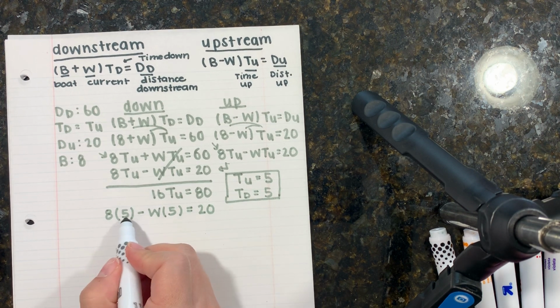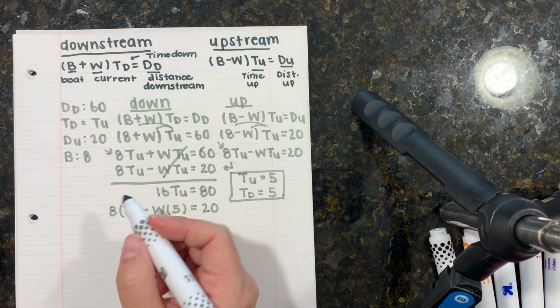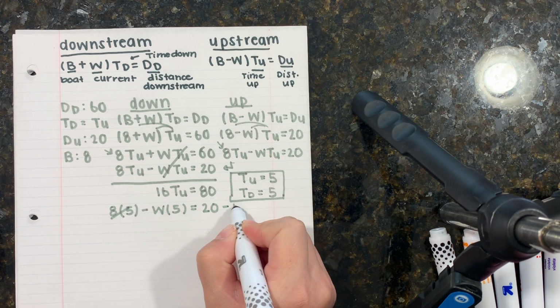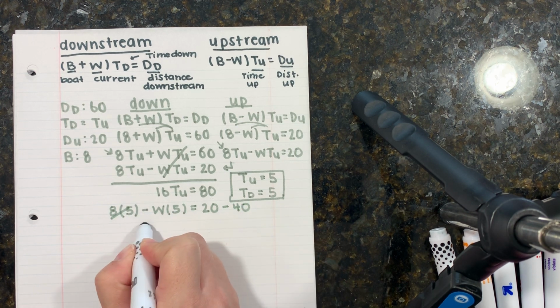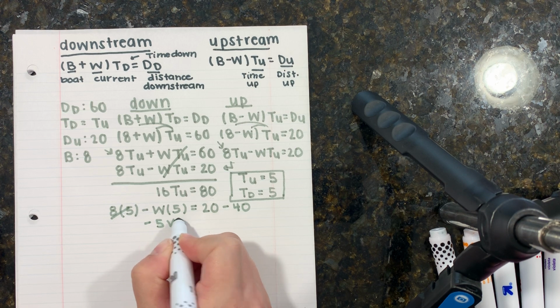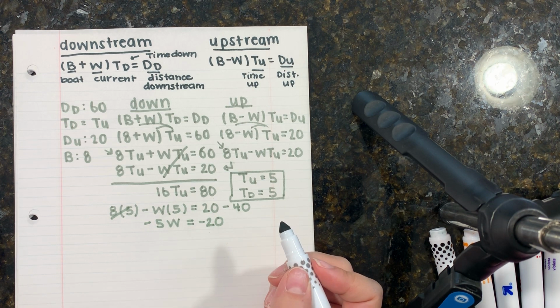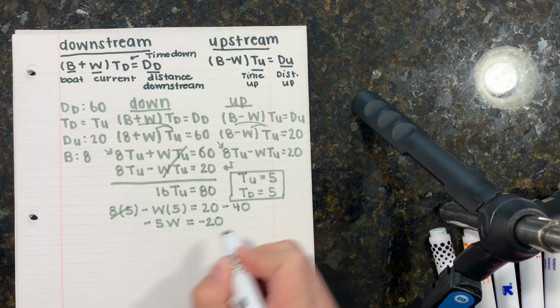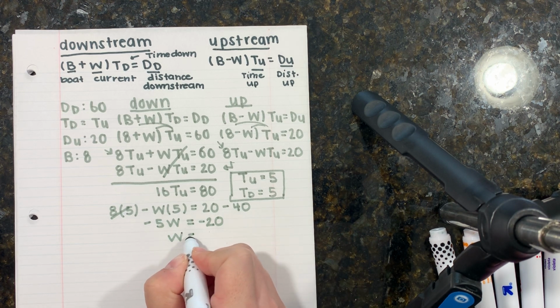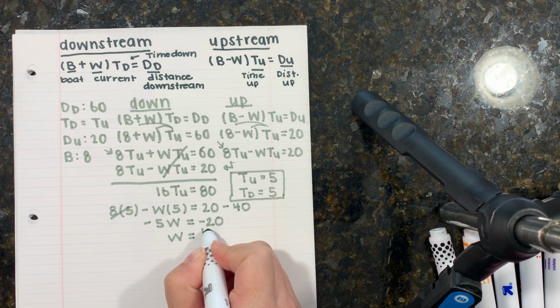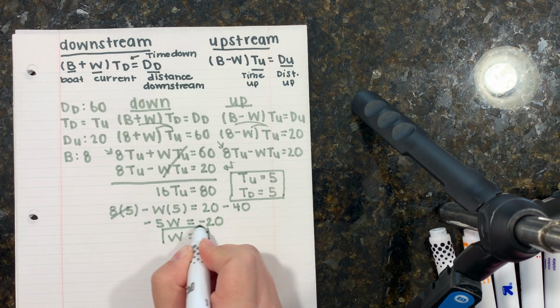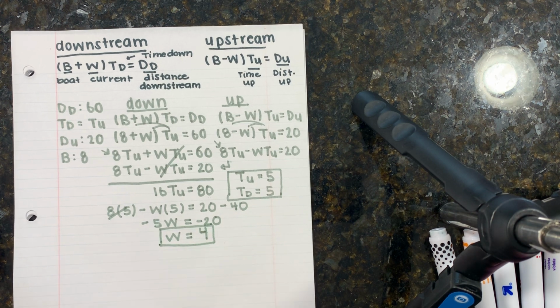So I know that 8 times 5 is 40, so I'm going to move that to the other side, subtracting 40. Now I have negative 5W is equal to negative 20. Now when you divide both sides by 5, we get that the speed of W, the current or the water, is equal to 4. And that would be your answer.